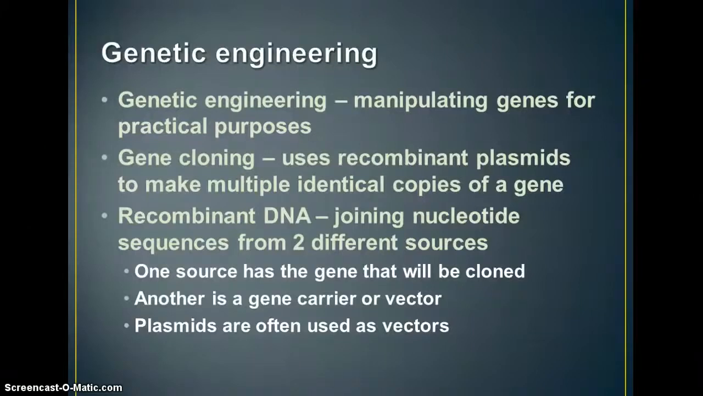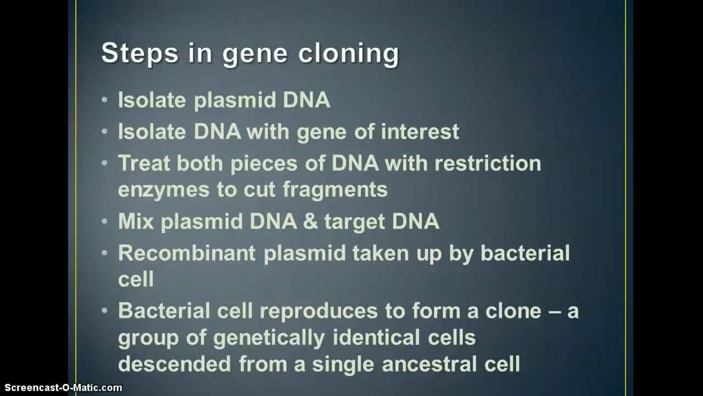Now, here are the steps that you would need to follow in cloning some genes. First of all, you would need to isolate the plasmid DNA and also isolate the DNA that has the gene that you want to clone. You're going to treat both pieces of DNA with chemicals called restriction enzymes. These are special enzymes from bacterial cells that cut the DNA into fragments at certain places. Those are places called restriction sites, and they look for certain sequences of nucleotides and cut the DNA in a certain way, and we'll talk about how that's done.